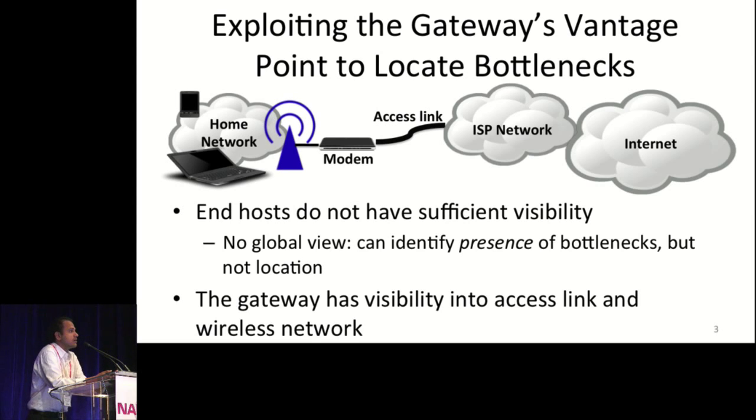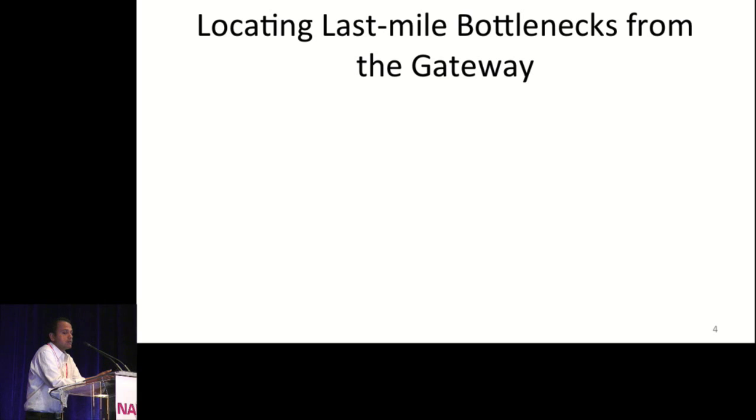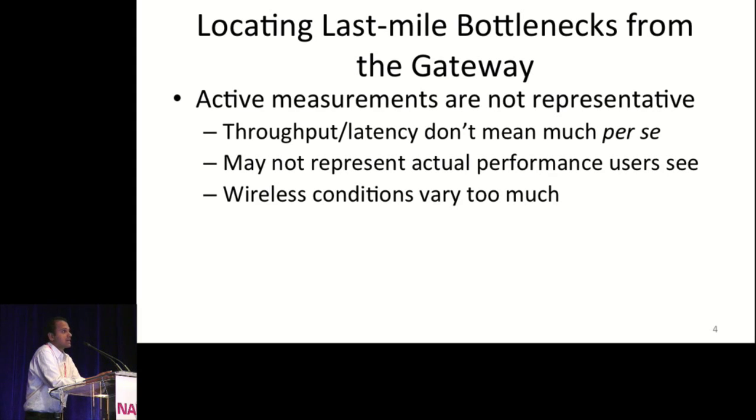So the gateway conveniently sits right between the two networks that we're interested in, the access link and the wireless link, and it has visibility into both these networks. Okay, so how do we go about approaching this problem from the gateway? There are two broad classes of techniques that you could use. You could use active measurements. And we know that the FCC has their Measuring Broadband America plan where they're running active measurements from home gateways.